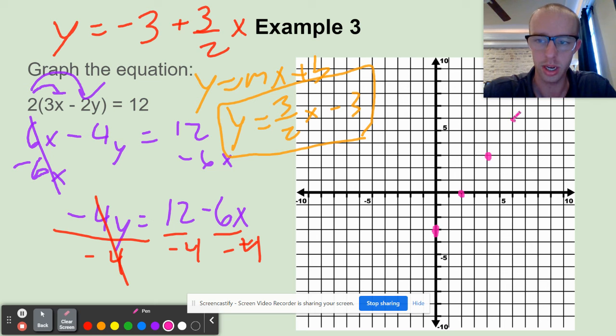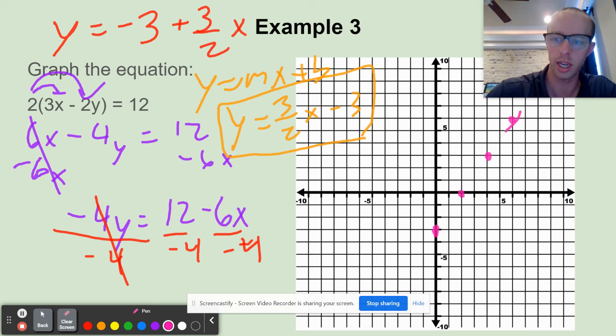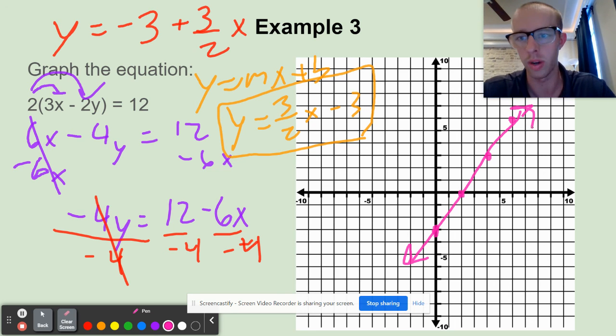All right, this goes on forever and ever. I can connect these into a line, and I'm done. You only have to do 2 points, but sometimes I like to do more. Helps me connect into a straighter line. All right.